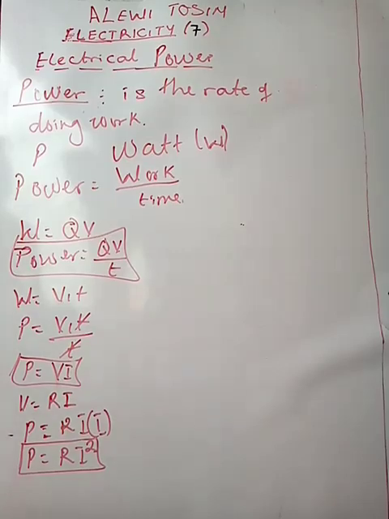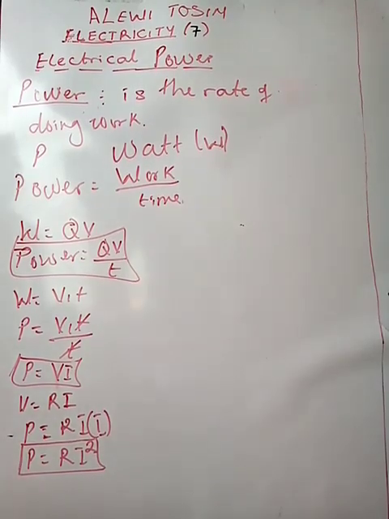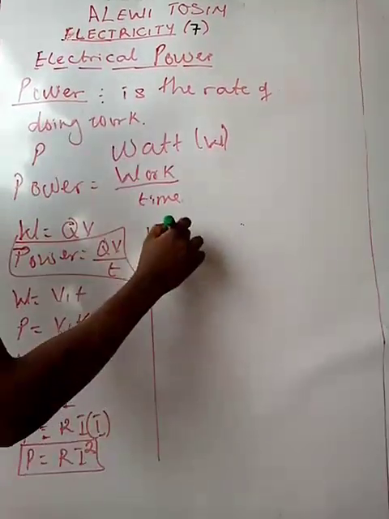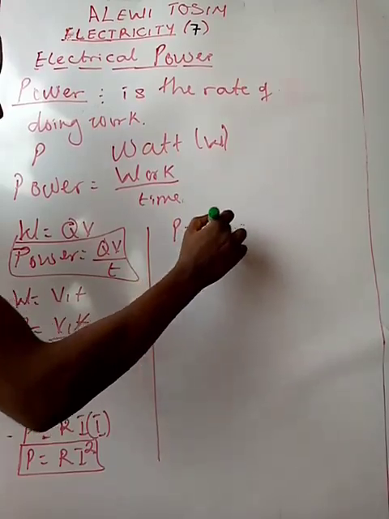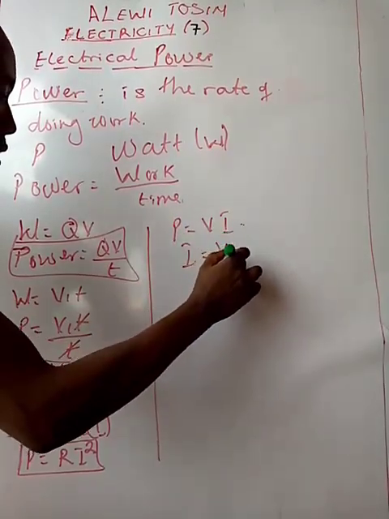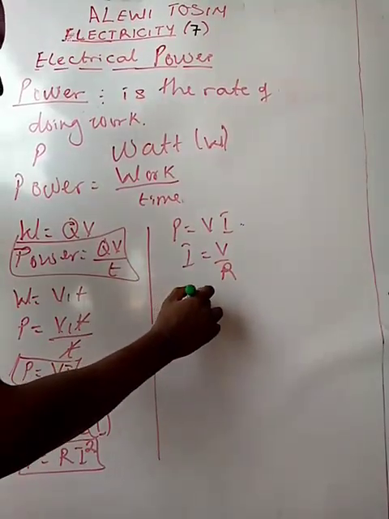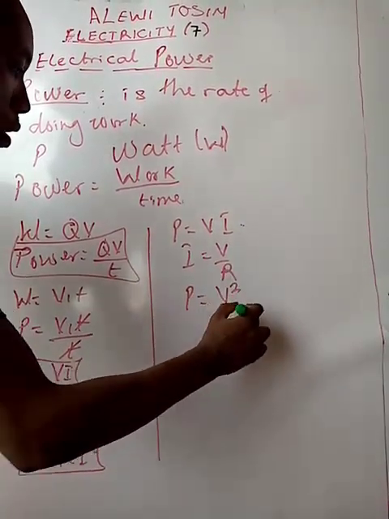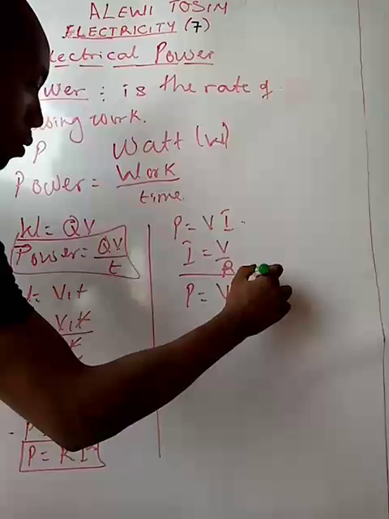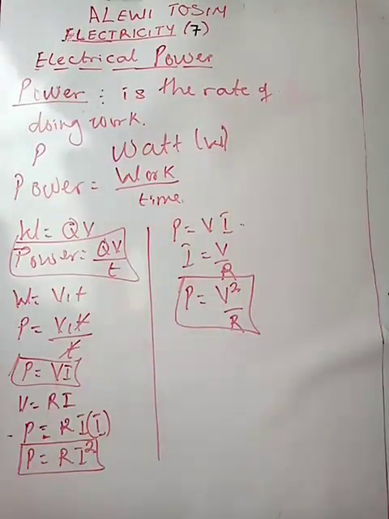And also again, from power is equal to Vi, if you recall that I is equal to V over R from Ohm's law, then we can still say that power is equal to V squared over R. These are formulas for finding power.